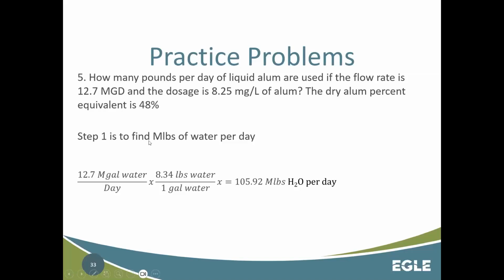Step 1 is to find the million pounds of water per day. This time they gave it to us in millions of gallons per day, so we went ahead and split that up so you can see millions of gallons, and day is in our denominator. We're going to multiply that times our 8.34 pounds of water per gallon, which is going to give us 105.92 million pounds of water per day.